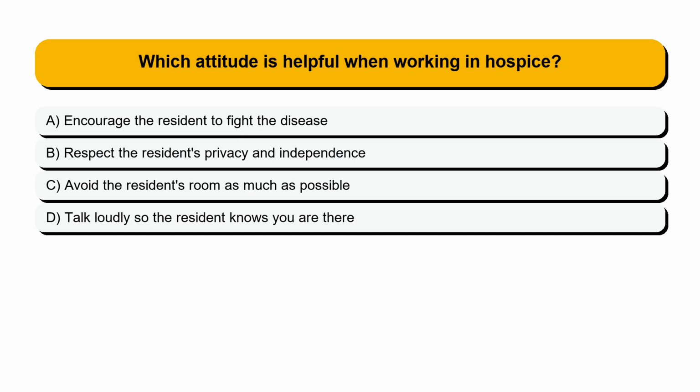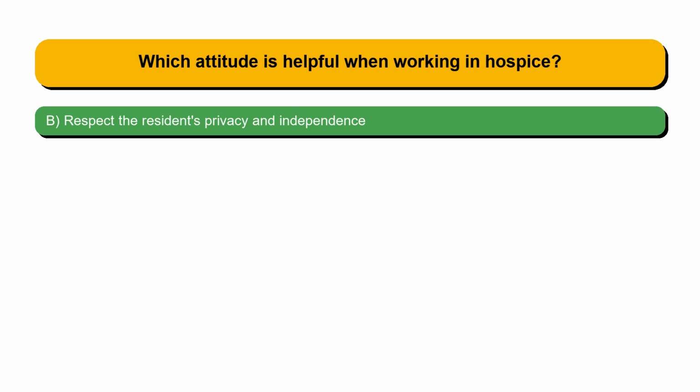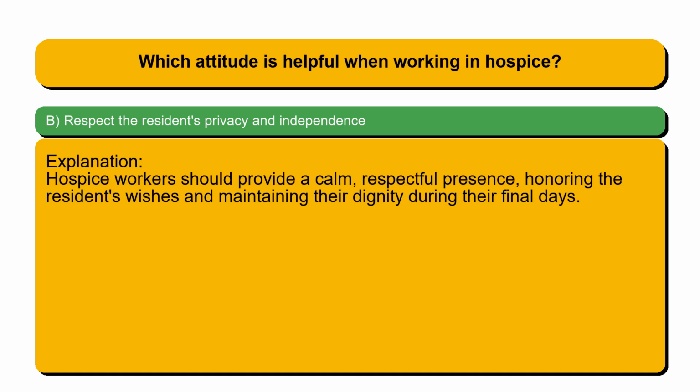Question 29. Which attitude is helpful when working in hospice? Option A. Encourage the resident to fight the disease. Option B. Respect the resident's privacy and independence. Option C. Avoid the resident's room as much as possible. Option D. Talk loudly so the resident knows you are there. The correct answer is option B. Respect the resident's privacy and independence. Hospice workers should provide a calm, respectful presence, honoring the resident's wishes and maintaining their dignity during their final days.